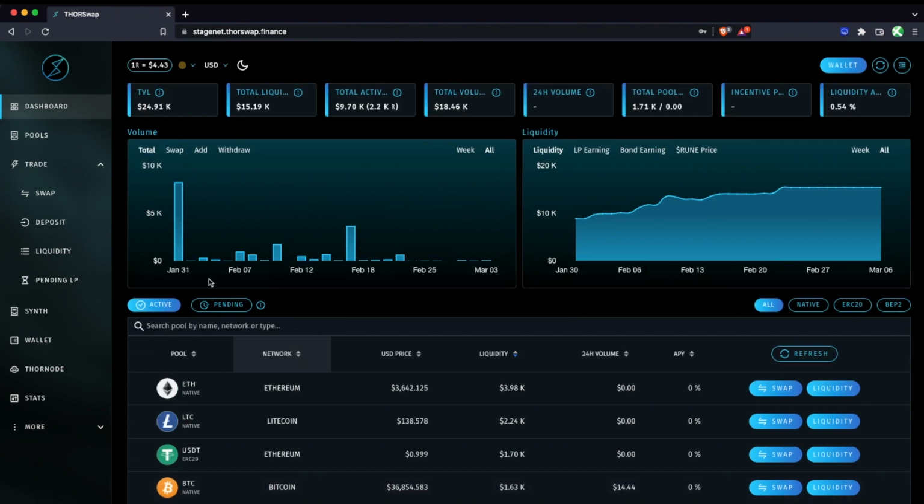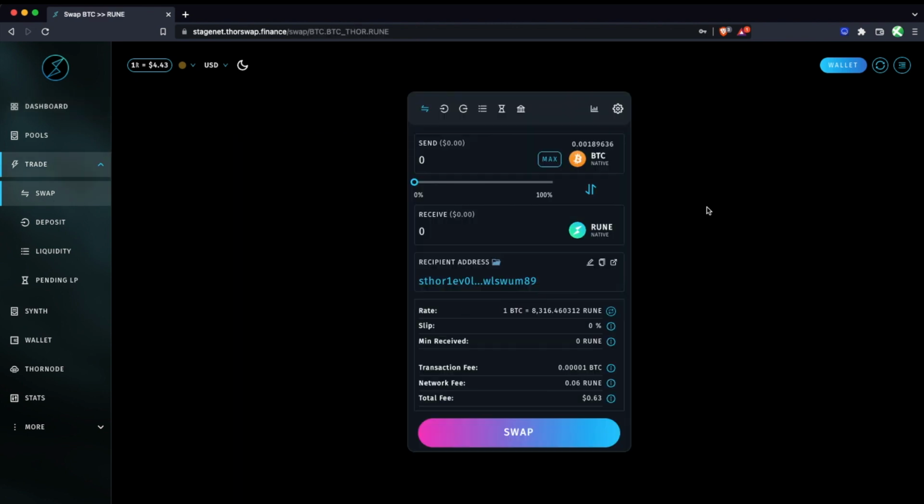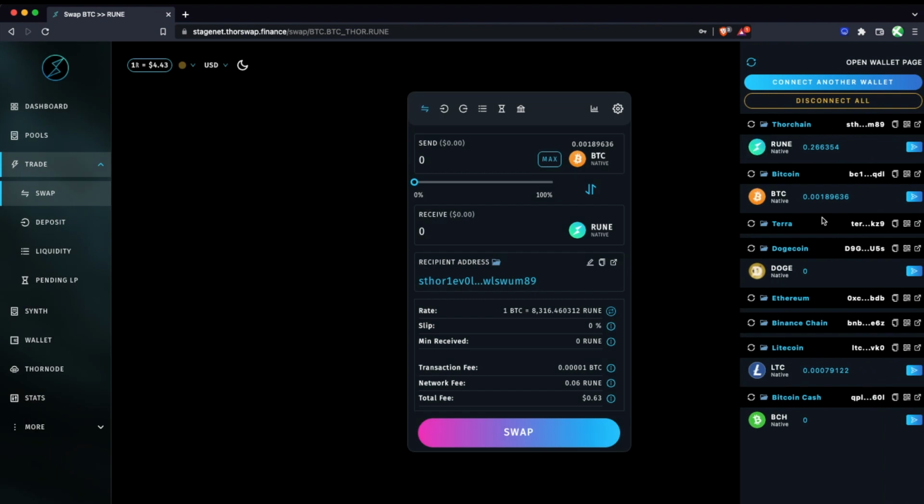So to trade with synths, it's going to be the same process as normal swaps. So we can just head over to swap. And I've already got a wallet connected. I've got a little bit of Bitcoin here that we're going to be using. But this process would be exactly the same for any asset on THORSwap. And you can also trade between the synths, of course.